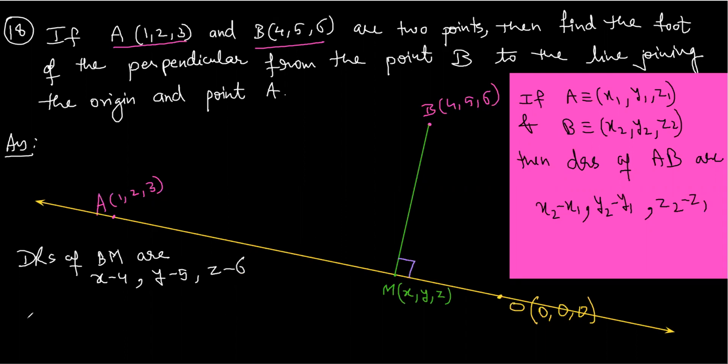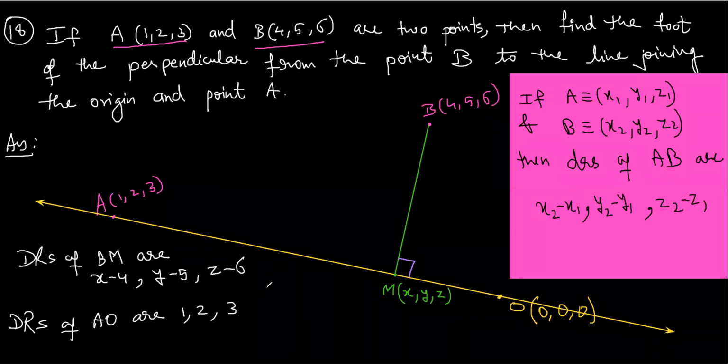Then I will find out DRs of AO. So DRs of AO are 1 minus 0. See, A coordinates I know and origin O I know. So 1 minus 0, that is 1. 2 minus 0, that is 2. And 3 minus 0, which is 3. So DRs of AO are 1, 2, 3.